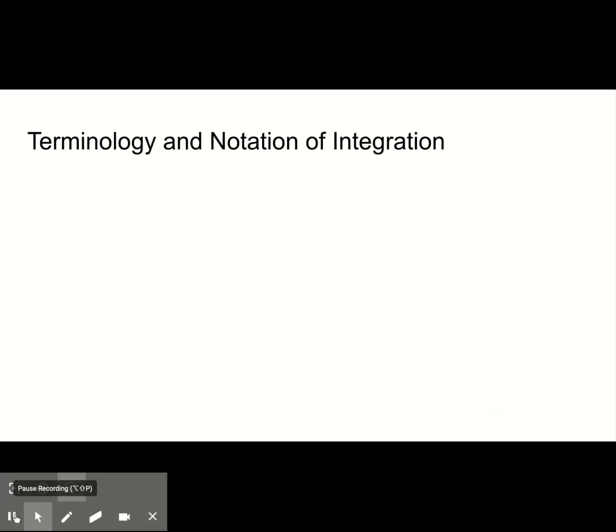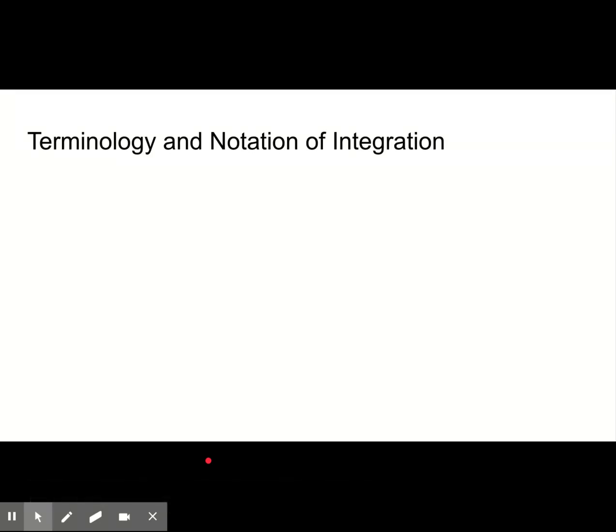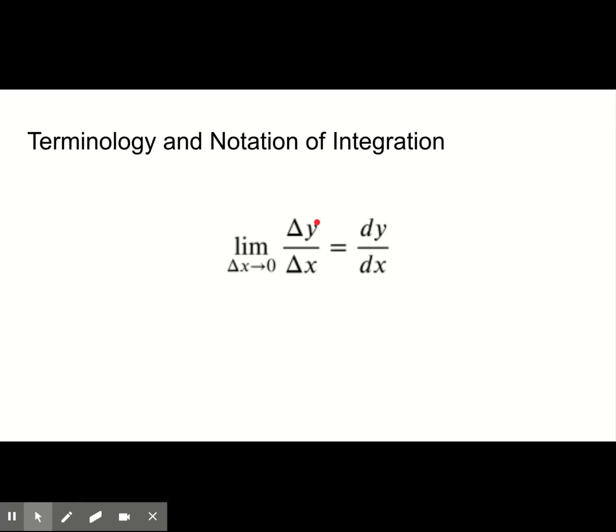Terminology and notation of integration. Pause and rewind the video at any time to record any information about the explanation of notation. Let's go back to something we learned when we studied derivatives.